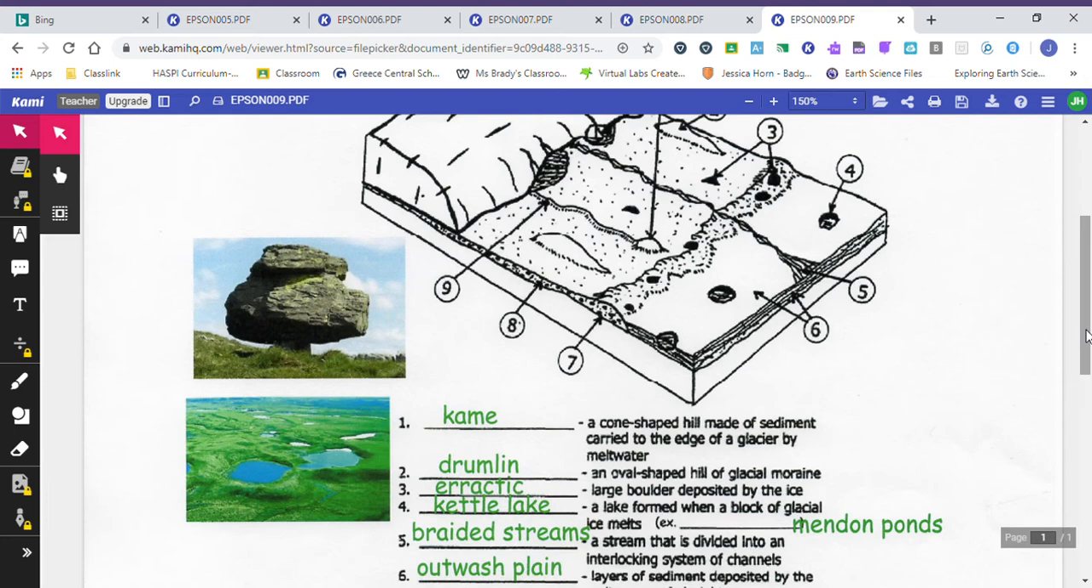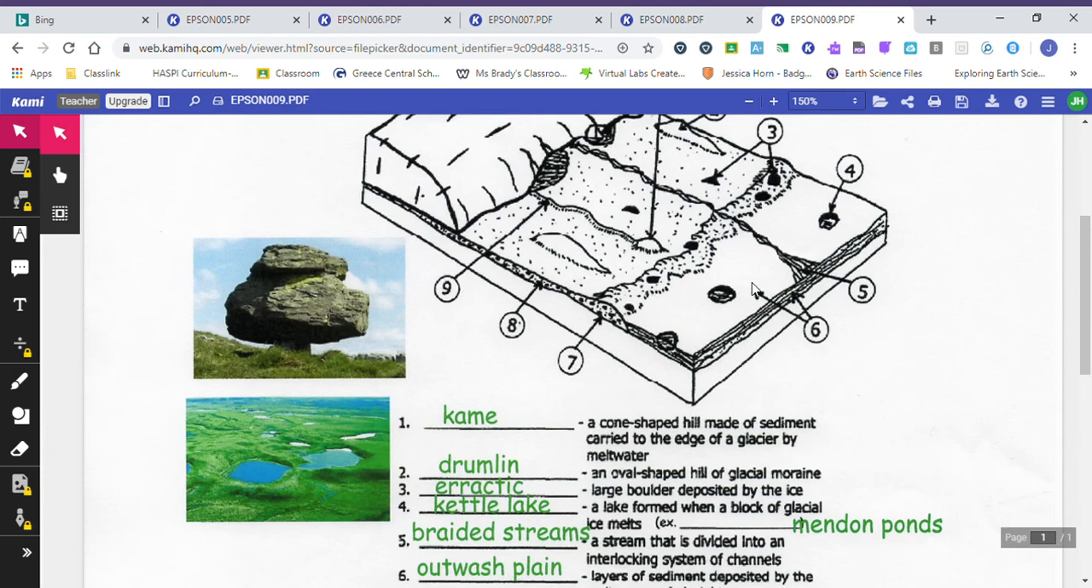Number 5, we have a braided stream. So it's called braided because it looks like a braid. It has many pieces to it. And this is a stream that's been divided into different paths, but they all interconnect. So they all cross each other and form a system of channels.